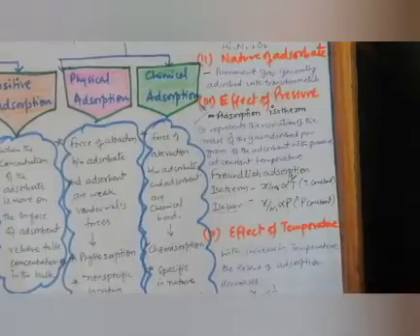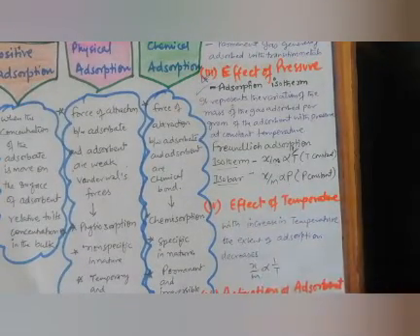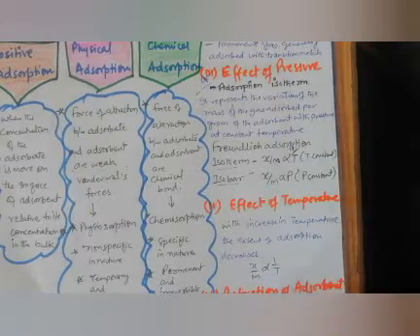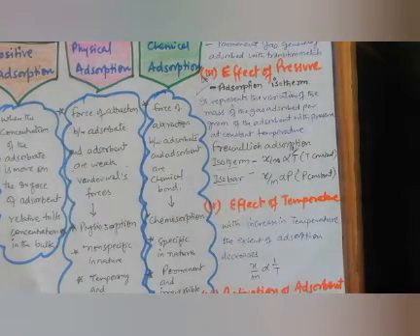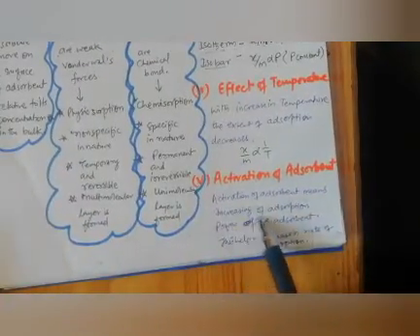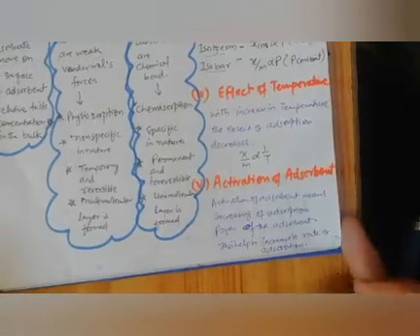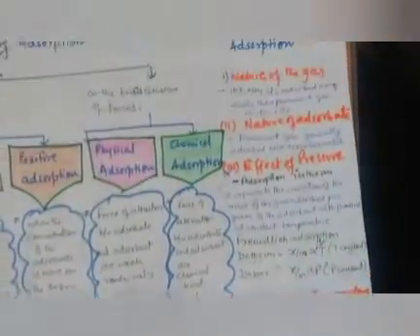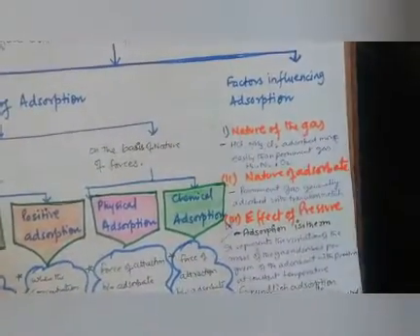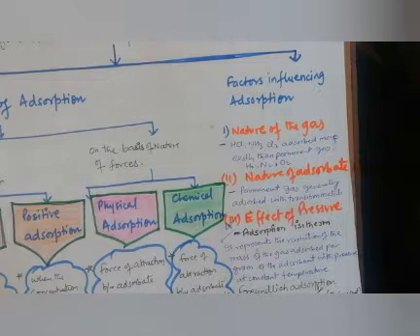Right now you just keep this in mind. Effect of temperature: with increase in temperature the extent of adsorption decreases. So x upon m is inversely proportional to T. Activation of adsorbent means increasing the adsorption power of the adsorbent. It also helps increase the rate of adsorption. So these are basically 5 factors influencing adsorption. Once again, nature of gas, it will depend on what the nature of the gas is. Nature of adsorbate, it will depend on what is mixing on the surface.